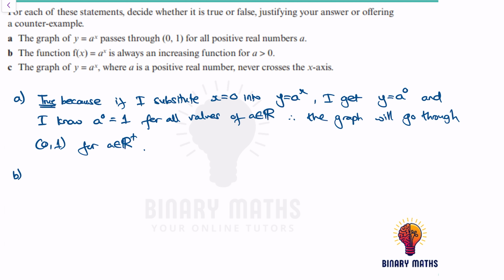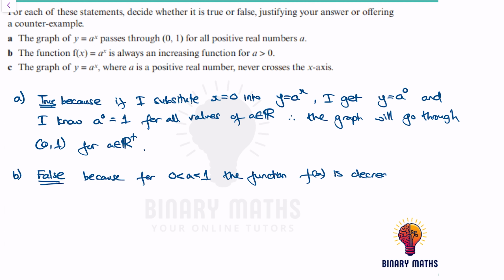Okay, B. The function f of x is equal to a to the x is always an increasing function for a greater than 0. So this is false, because increasing function means it's always going up. False because for a between 0 and 1, the function f of x is decreasing, e.g., when a is equal to a half.